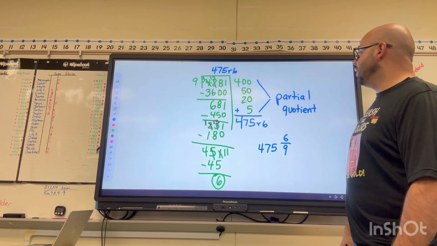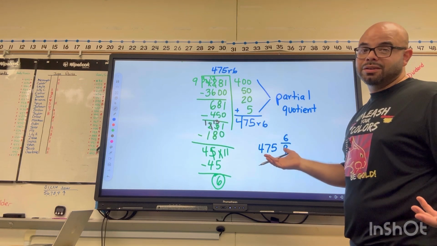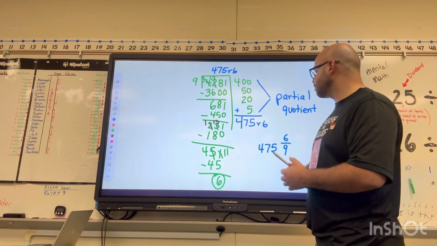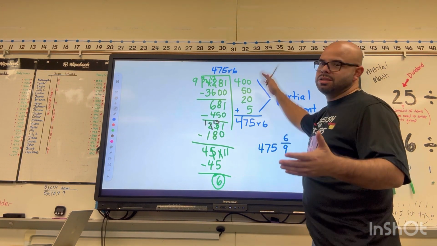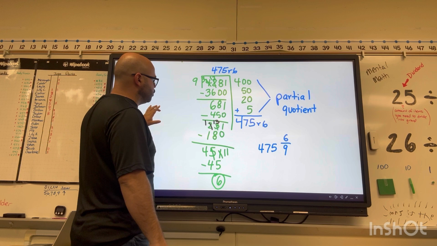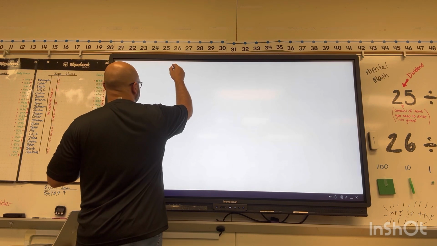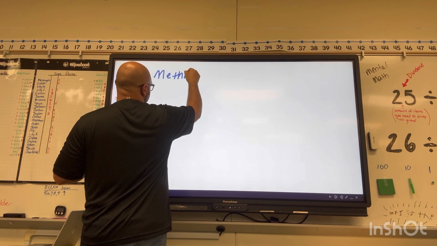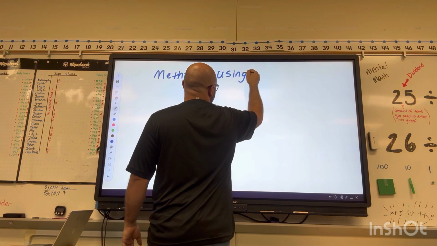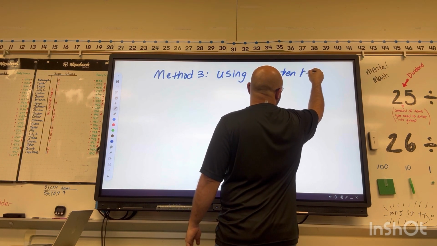It's on the test, and it's honestly meant for them to calculate faster. If they were able to think of 475 from the top of their head, then this is not necessary, right? So this is partial quotients, and yes, they're going to get numbers this big. The third method, method 3, is using base 10 blocks.